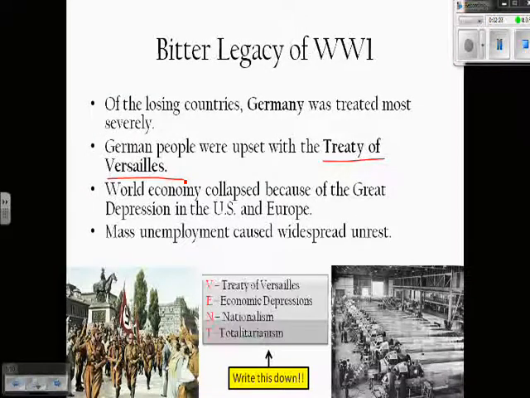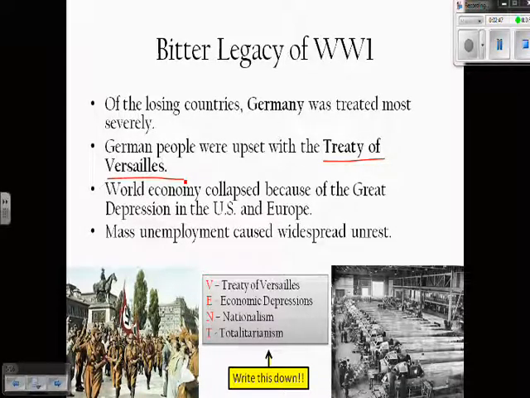Now, I left you a note here. It says write this down. Just like we had the acronym MAIN for World War I, we have the acronym VENT for World War II. These are the four causes of World War II, kind of like the background. The V would be Treaty of Versailles, E, economic depressions, N, nationalism or pride in your country, and then T would be totalitarianism.